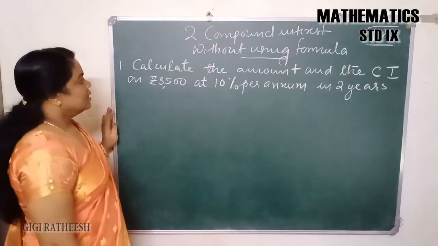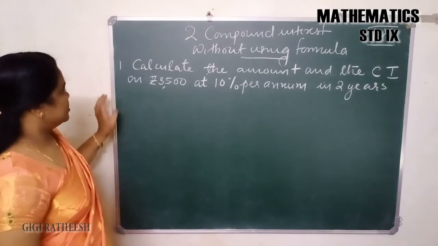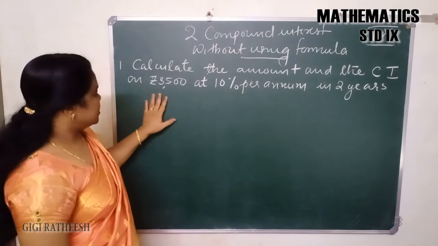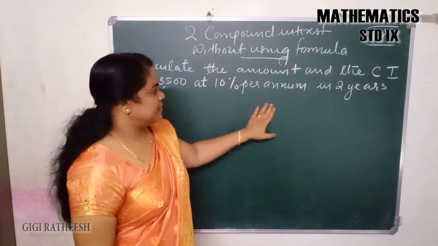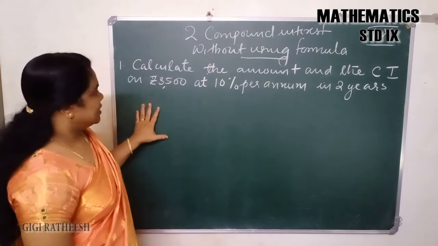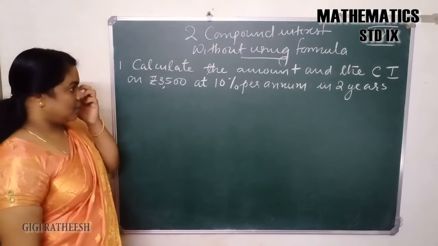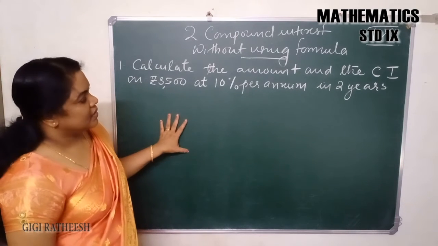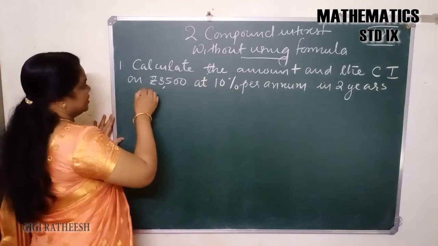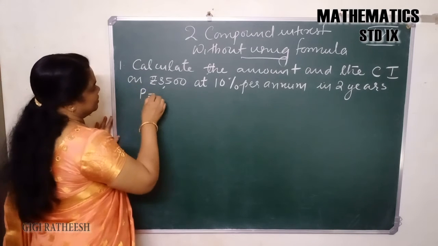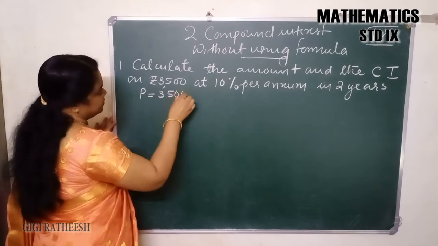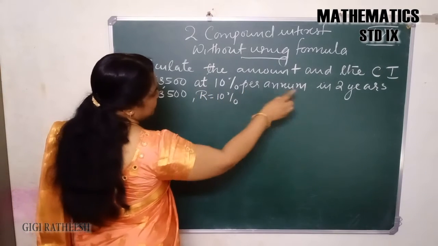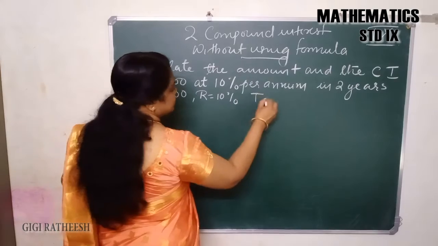Okay. Let's do a problem, question 1. Calculate the amount and the compound interest on rupees 3,500 at 10% per annum in 2 years. Here P, the principal amount, is equal to 3,500, the rate of interest R is equal to 10%, and T is equal to 2 years.